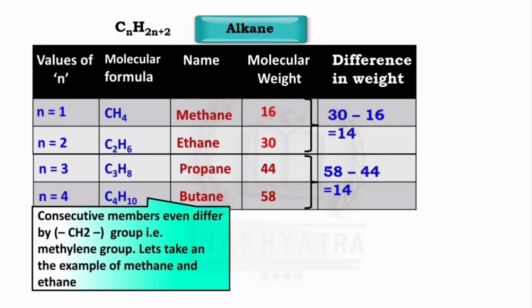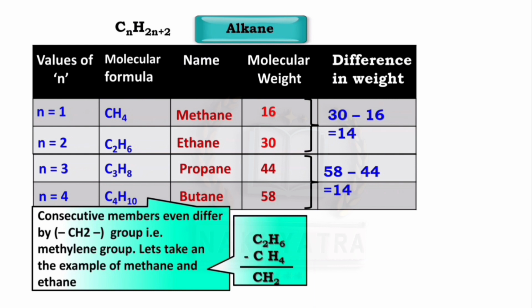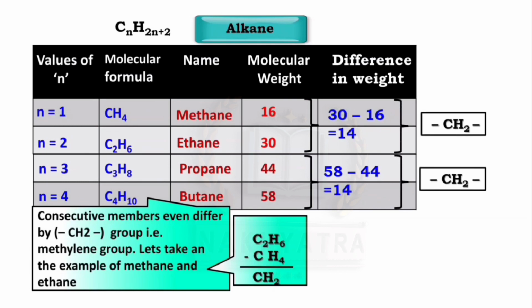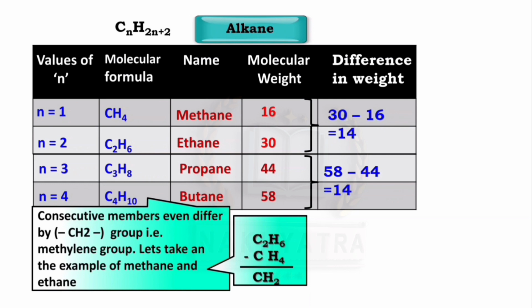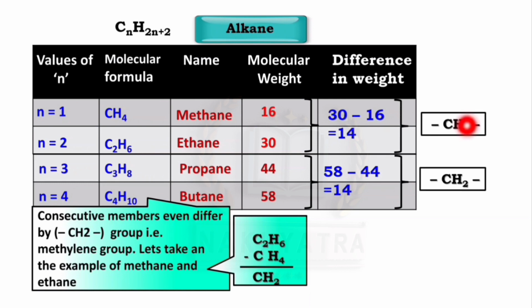Let's take an example of methane and ethane. C2H6 minus CH4, so we get CH2, right? Here we get CH2 and CH2. Okay, see this.